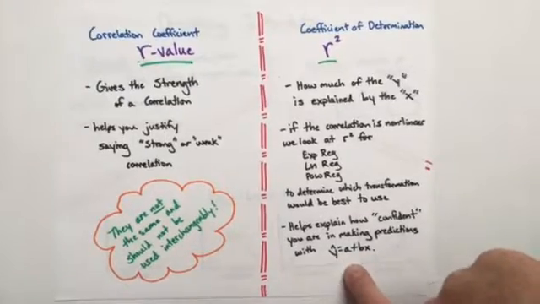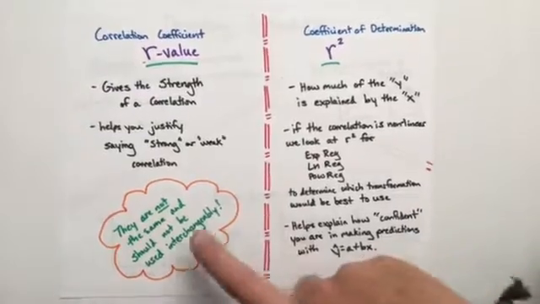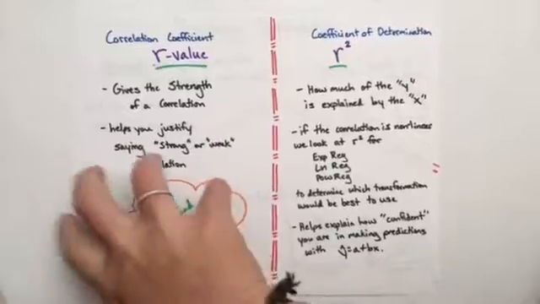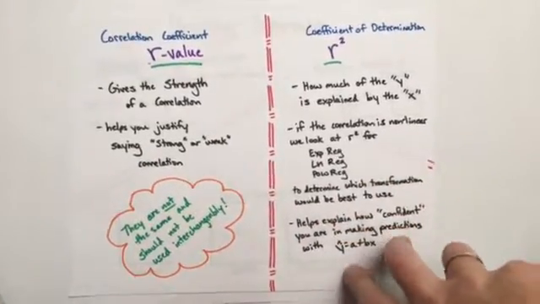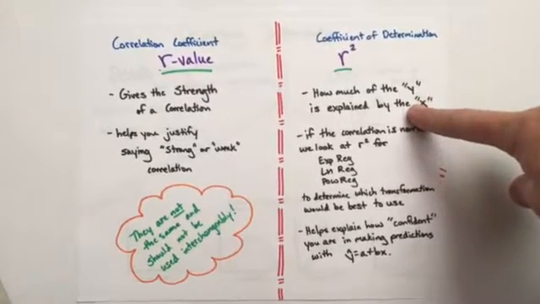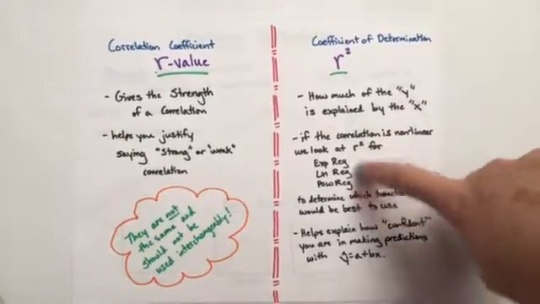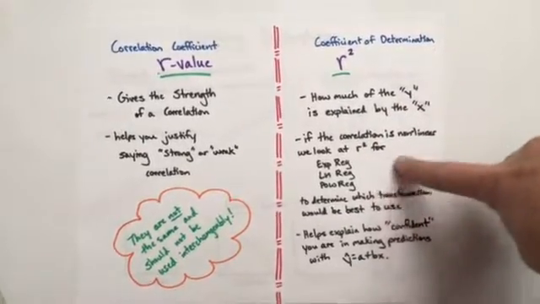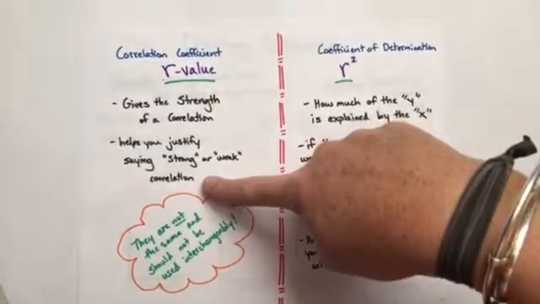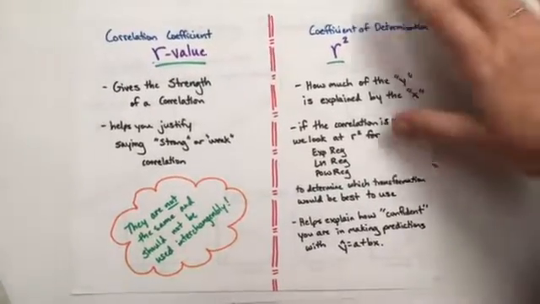It explains how confident you are when you're making predictions with your least squares regression line. And just keep in mind, these are not the same. They are not interchangeable. So R goes with strength of our correlation, and R squared goes with a couple different things. Again, the main idea is how much of our y is explained by our x. And R squared helps us to figure out what transformation is needed. But when we're only describing a scatterplot, the R is all we need to talk about. Hope this helps to distinguish R from R squared.